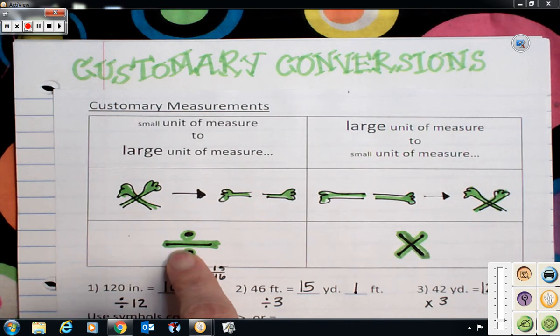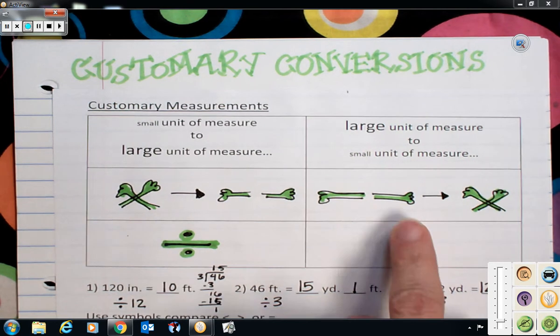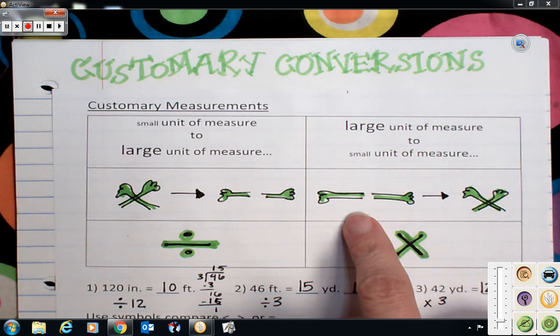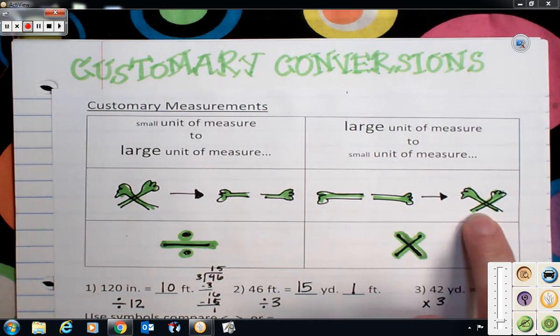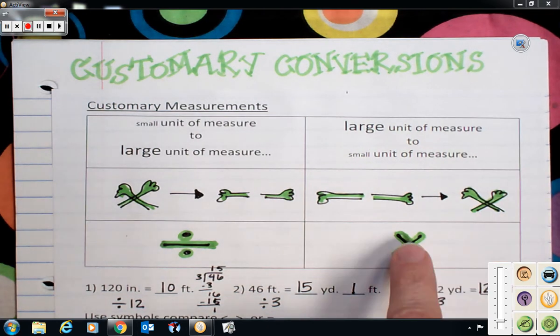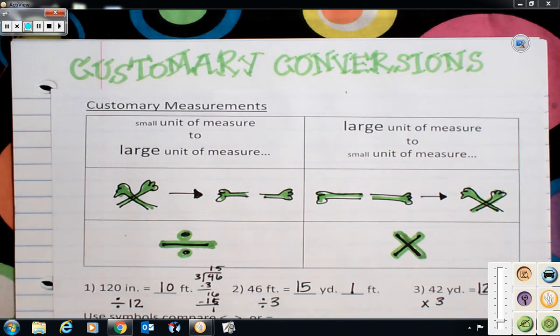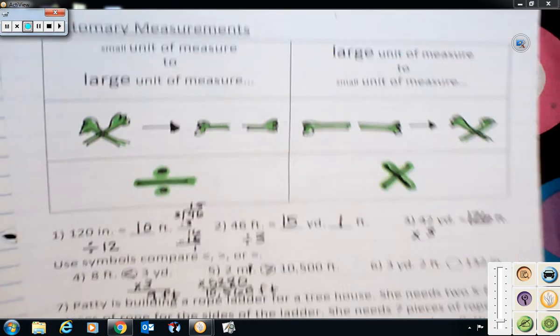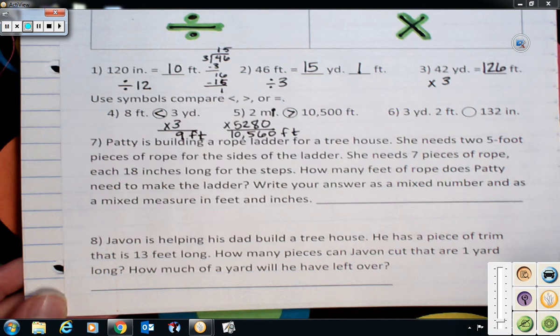Then if we do the opposite and we're starting with a large unit of measure and stretch our arms out really wide and then cross our arms across our chest, that can remind you of the multiplication sign, so you're going to multiply. So we've done a few together. We're going to scoot on down to number 6.